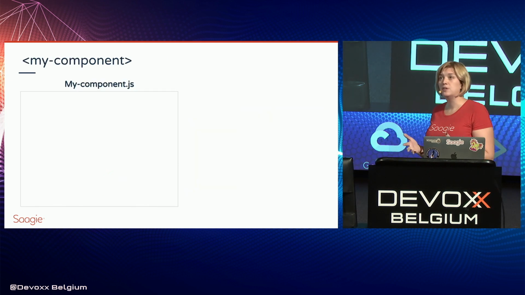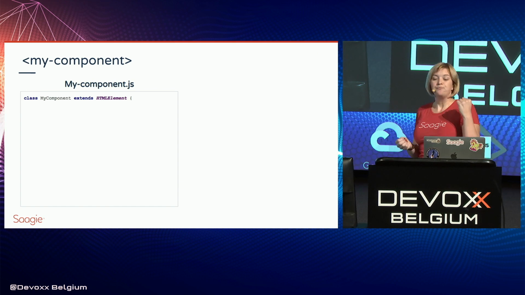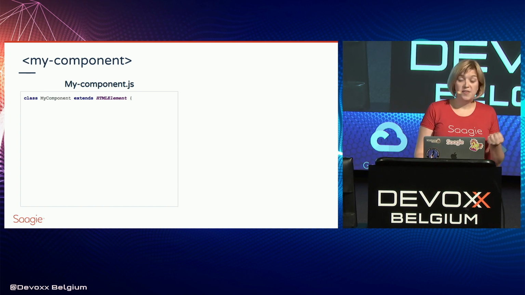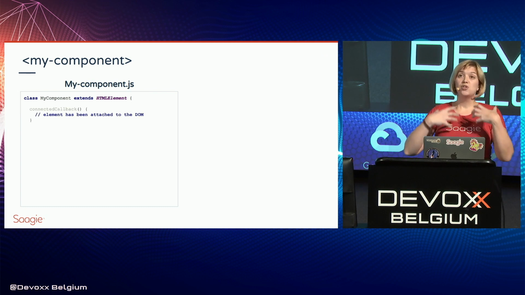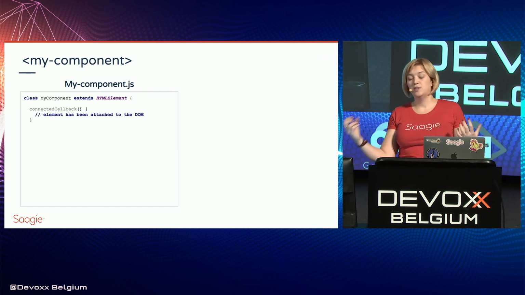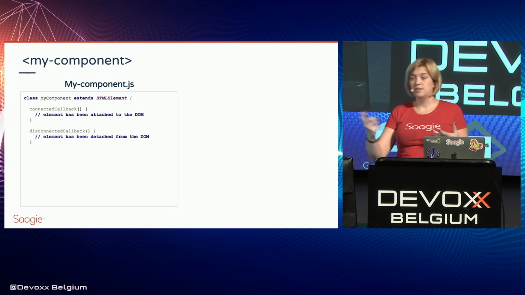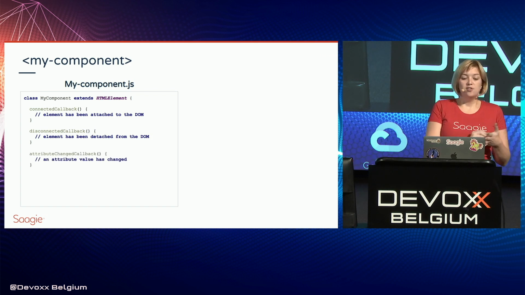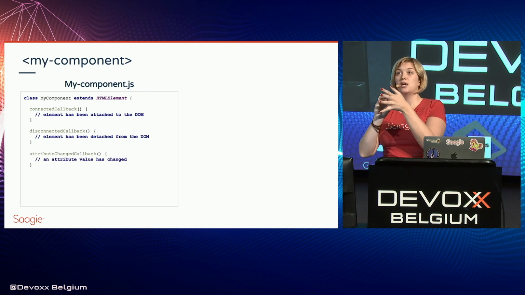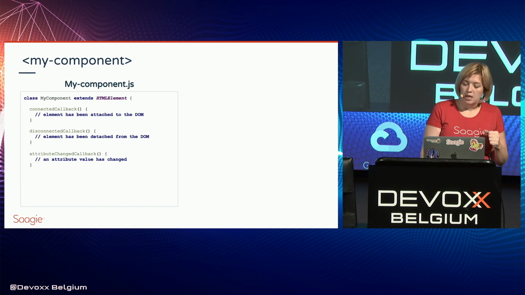So declaring a web component is pretty simple. You create a JavaScript class which extends HTMLElement. And in this class, you will have access to several methods defined by the APIs to manage the lifecycle of your component. So we've got the connectedCallback method, which is called when the element is attached to the DOM, the disconnectedCallback method, which is called when the element is detached from the DOM, and the attributeChangedCallback, which is called each time an attribute's value changes.